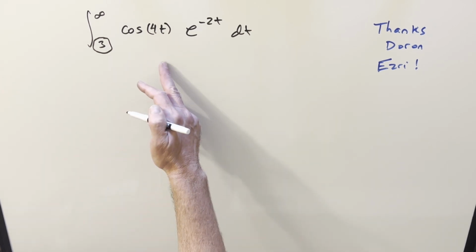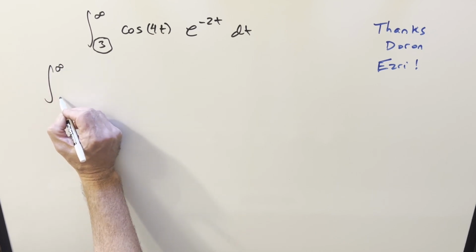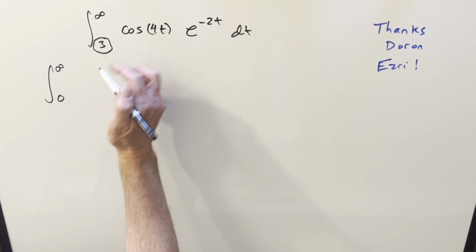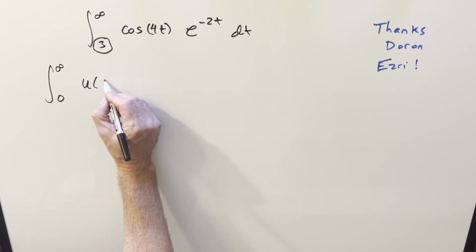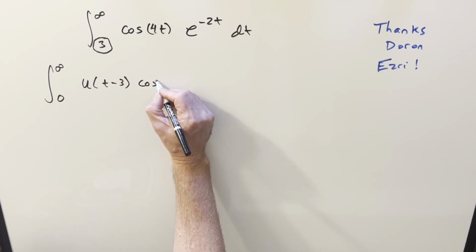In the other video, I did a u substitution to clean up this bound. But the other way to do it is to write it like this to set up our Laplace transform, but then multiply in a unit step function at 3 and multiply it times everything else that we already have.